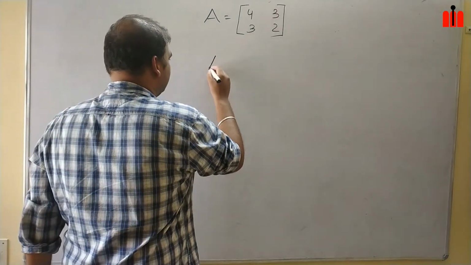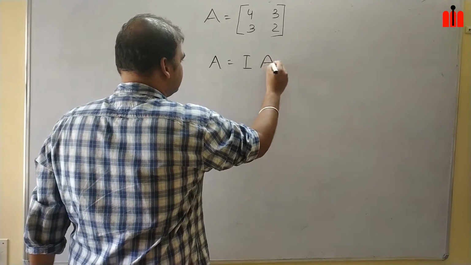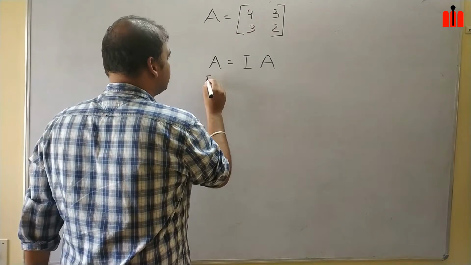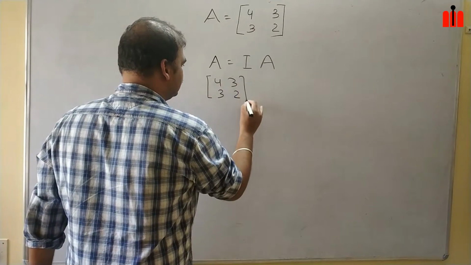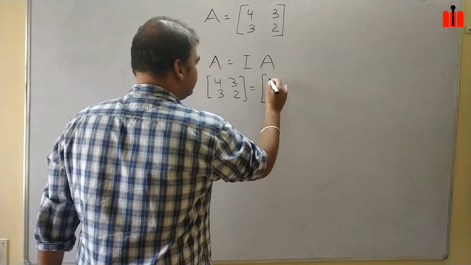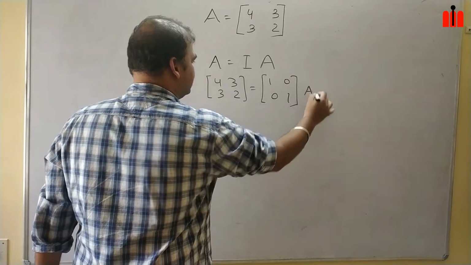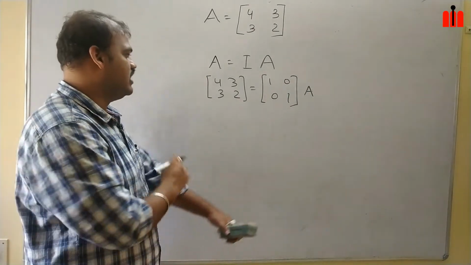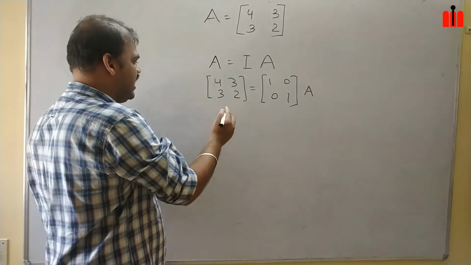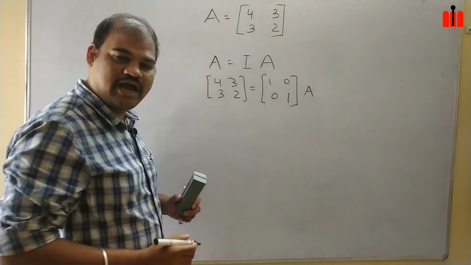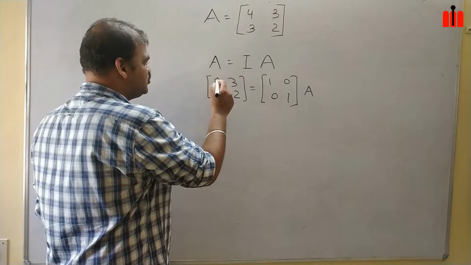So what I told is A equal to I into A, right? So this A is 4 3 3 2, equal to I, 1 0 0 1, into A, which we will write over here. Now let's perform the elementary operations on this. Now what is my aim? My aim is to make this matrix an identity matrix, so this element should be 1.